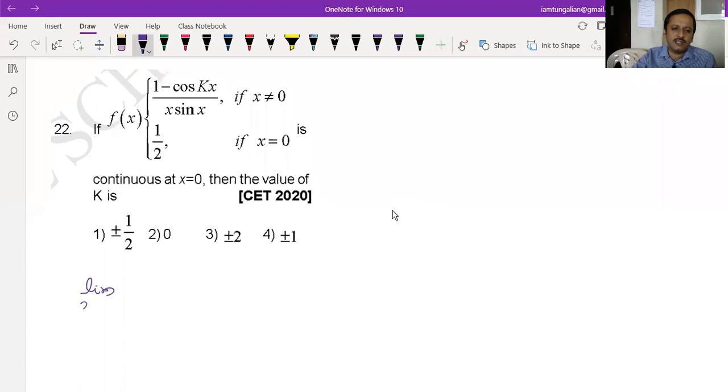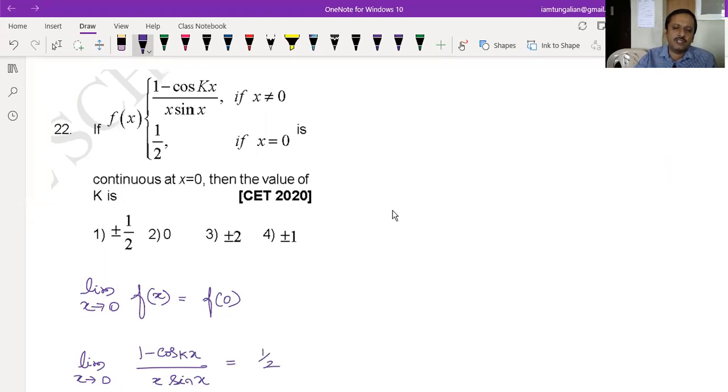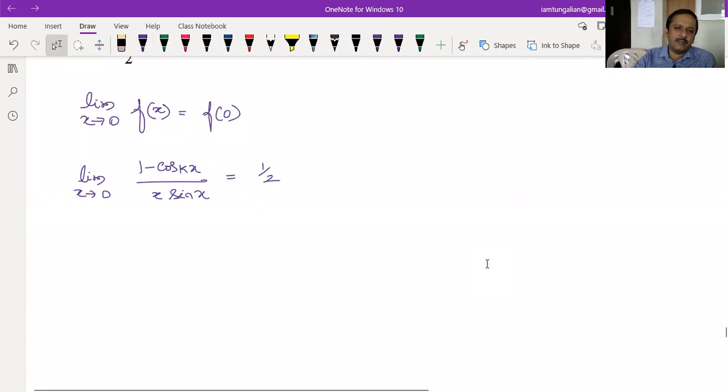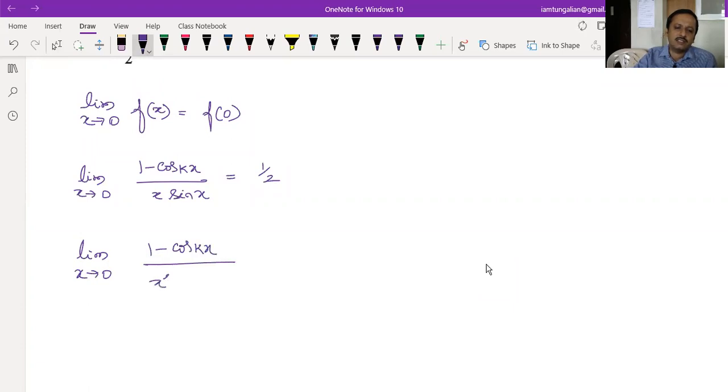Since it is continuous at x equal to 0, it means limit x tends to 0, f of x must be equal to f of 0. Limit x tends to 0, 1 minus cos kx divided by x sin x is equal to f of 0, which is 1 by 2. If we directly apply the limit, we will get 0 by 0. Here also, I'll write like this: 1 minus cos kx divided by x square into sin x by x. I have divided by x, therefore multiplied by x.